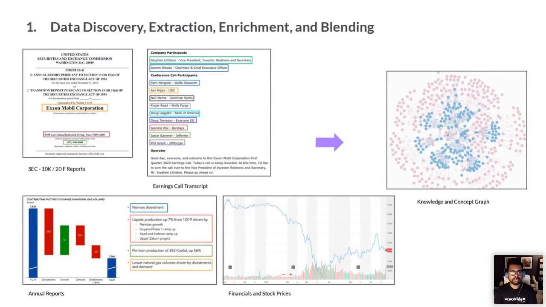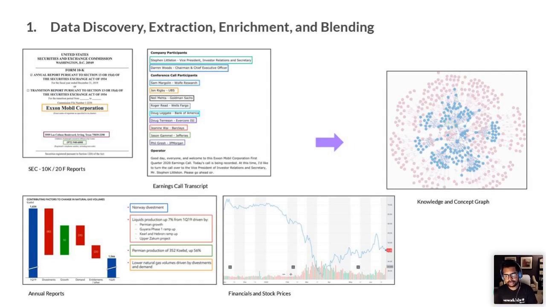So the first step is data discovery, extraction, enrichment, and blending. So this is where we look at all of those data sources that we just saw, the SEC, the earnings call transcript, the annual report, and the financial stock data. We try to combine all of that. We extract all the relevant information. You can see some examples over here, the pieces that are highlighted. We extract all of that unstructured data from these documents. We blend all of that information together so it's all combined into one.